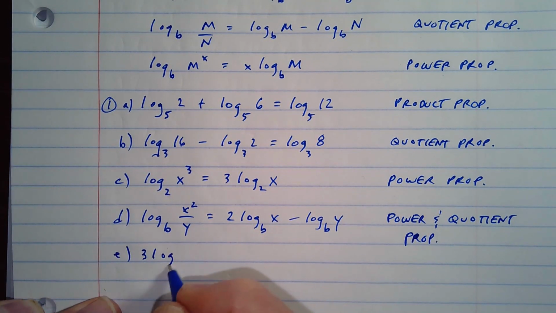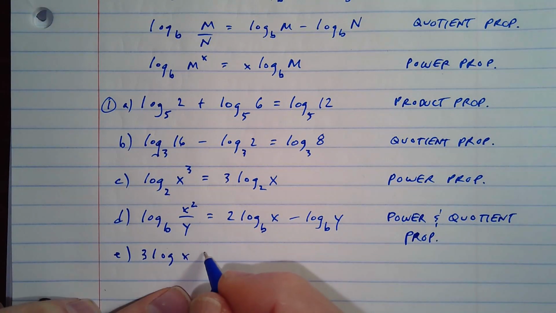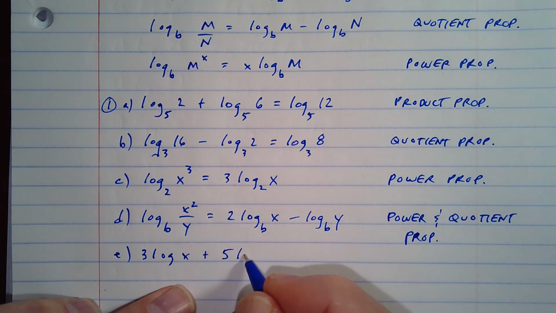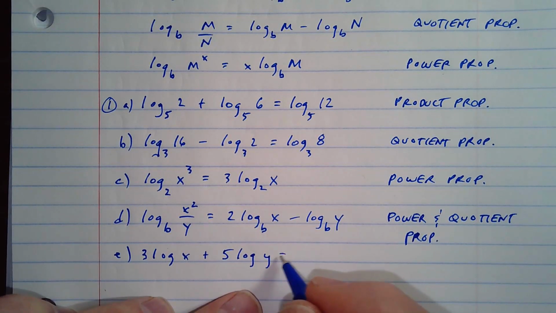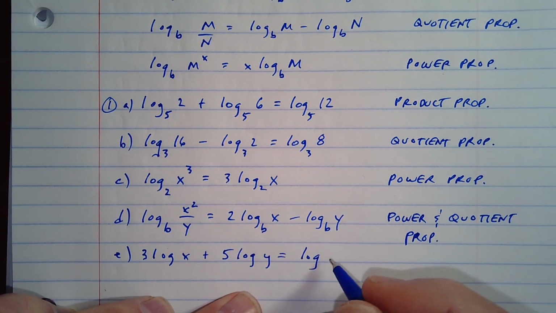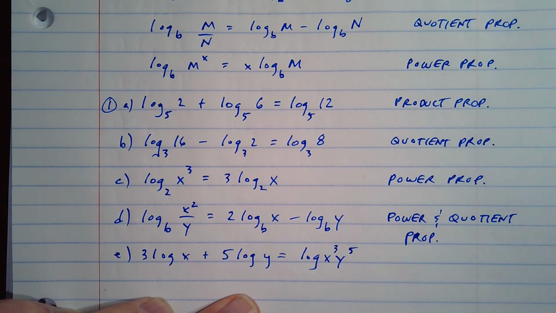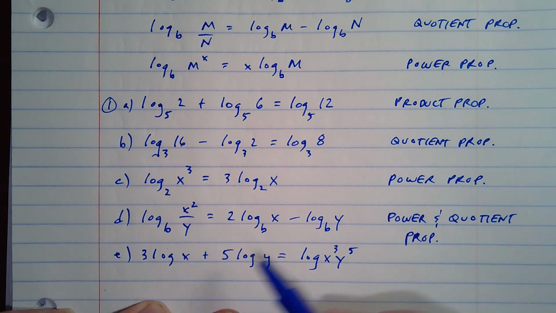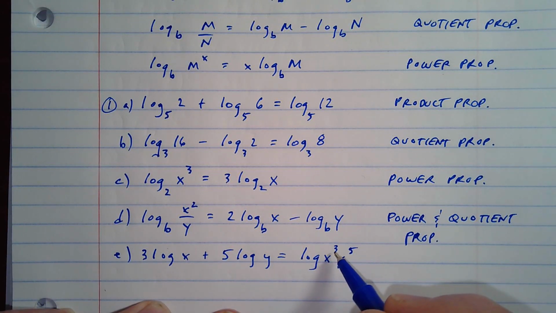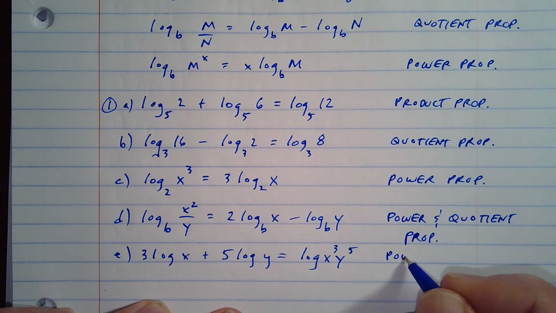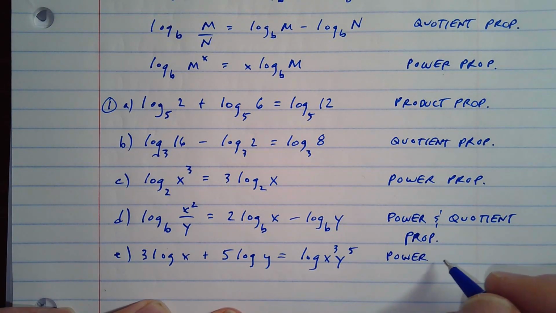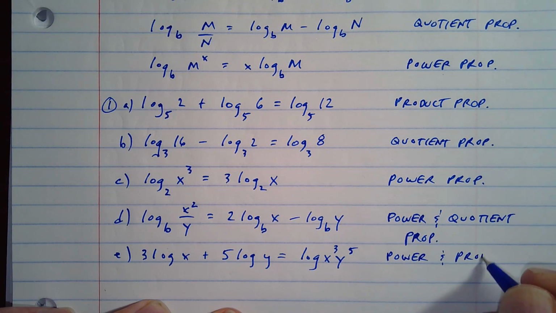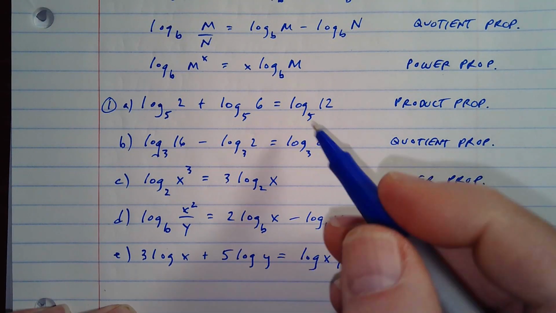All right, I think I can fit one last one on here. 3 log of x plus 5 log of y equals log of x to the third, y to the fifth. This one would be two properties. Notice we've got that power 3. It was down in front of this log, now it's in the exponent of the x, and so that's the power property. And this addition turning into multiplication, that's the product property. So that's the first section of problems.